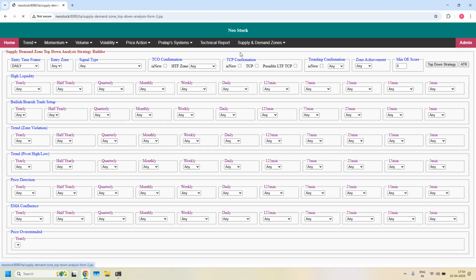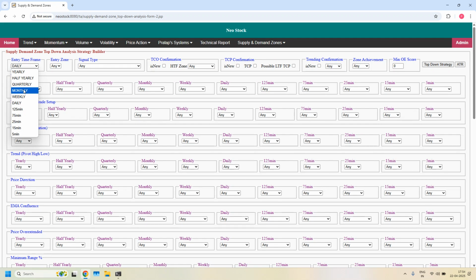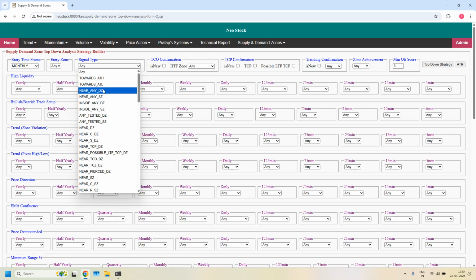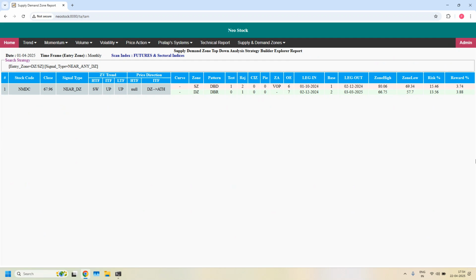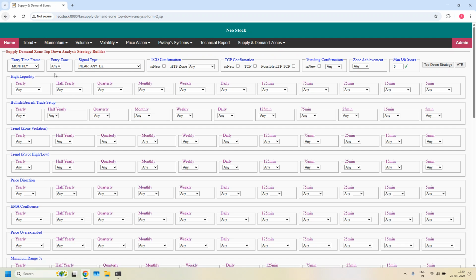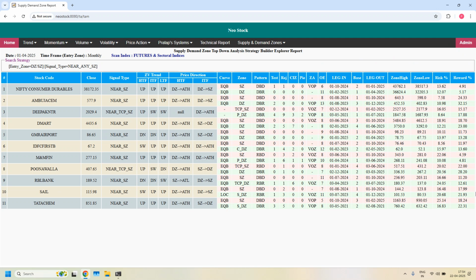Next time frame is monthly. Stocks near monthly demand zone. We got only 1 stock. Next, stocks near monthly supply zone. 11 stocks we got.